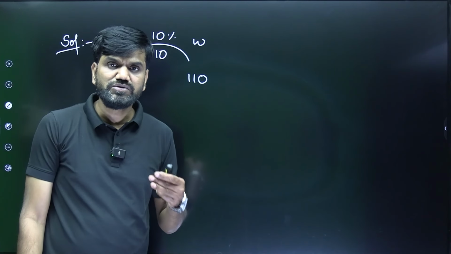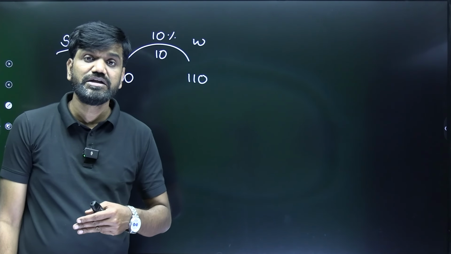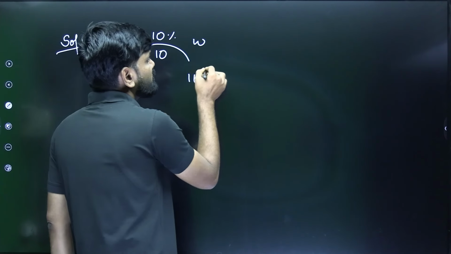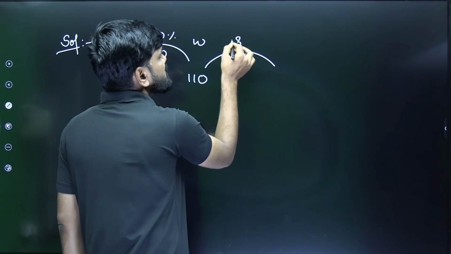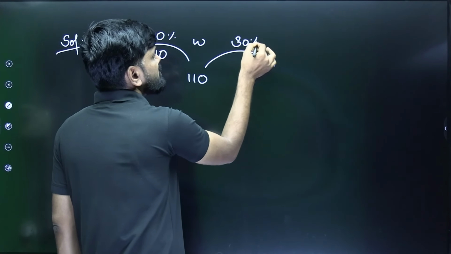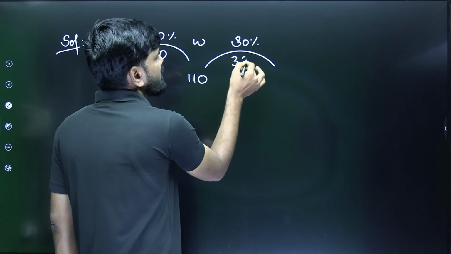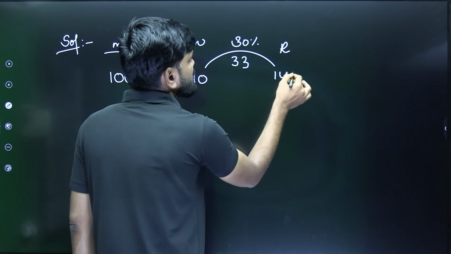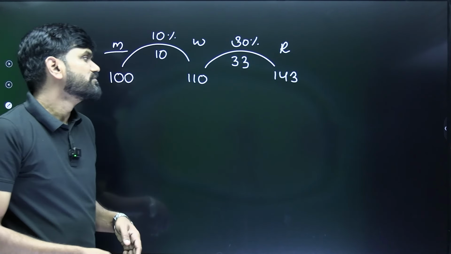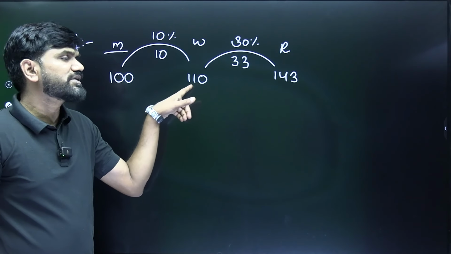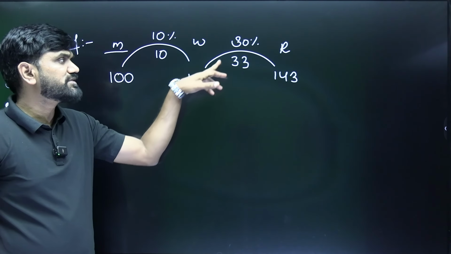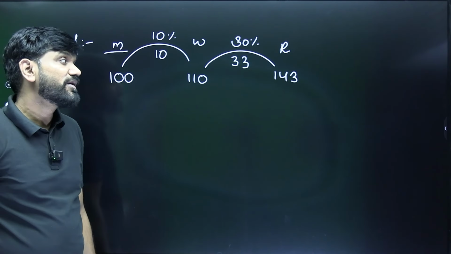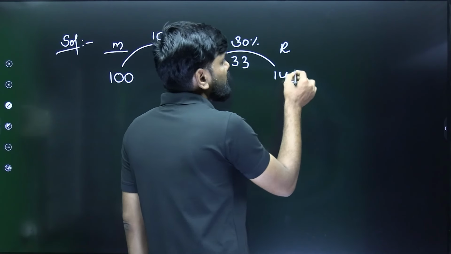Wholesale dealer will now sell it to the retailer at a profit of 30%. So you will increase that price by 30% and sell it to the retailer. So retailer will pay 143 rupees. 30% of 110. 10% of 110 is 11. 30% it will be 33. That is becoming 143. Retailer is selling it to the customer.